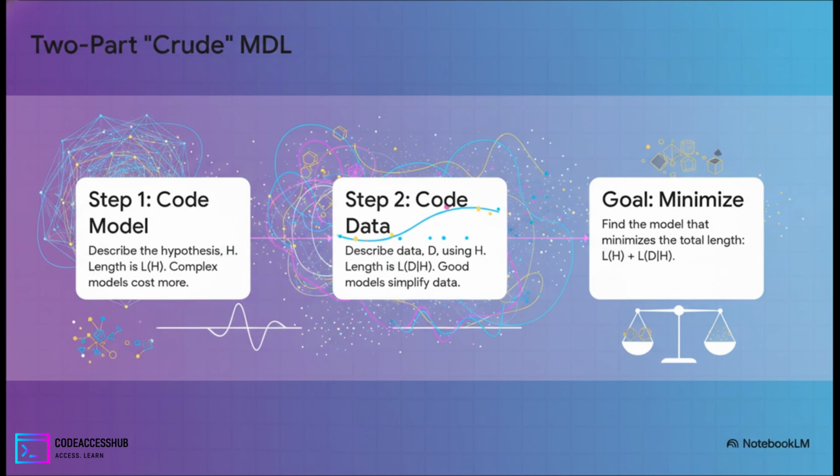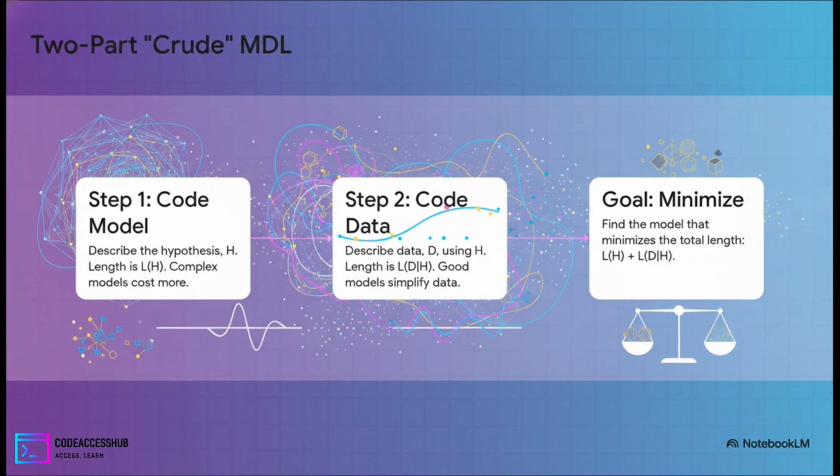So this crude two-part code is our first real practical attempt, and it's exactly what we just defined. It's a brilliant way to choose between models. Step 1, you pay a cost, L of H, just to send the model's blueprint. A simple line is cheap, a super complex polynomial, that's expensive. Step 2, you use that model to encode the actual data. Now, the better your model captures the data's real pattern, the shorter that description, L of D given H, is going to be.